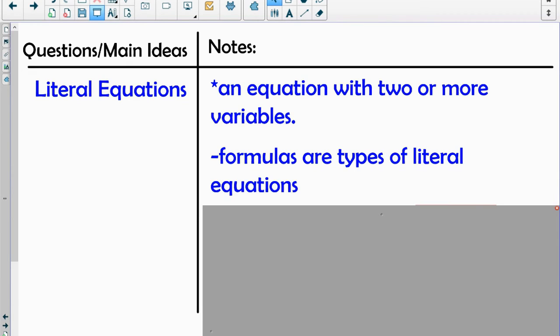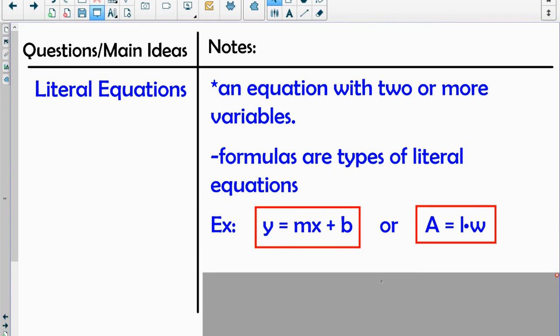So examples might be formulas, which are different types of literal equations, like y equals mx plus b, a popular formula used back in 8th grade Algebra 1 for the slope-intercept form. Or even A equals L times W. That represents the area of a rectangle, length times width. In each case, there are equations that have 2 or more different variable types.